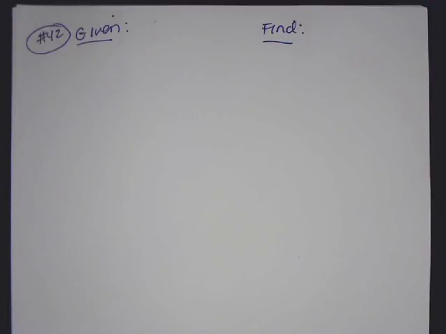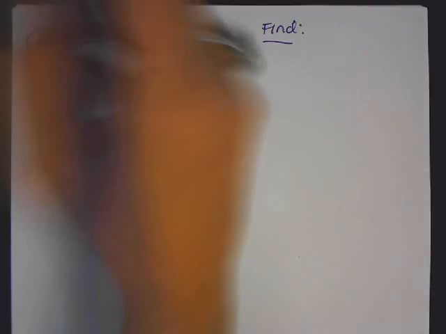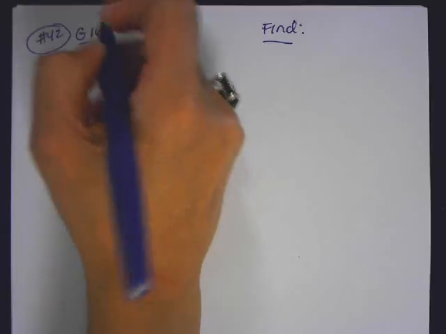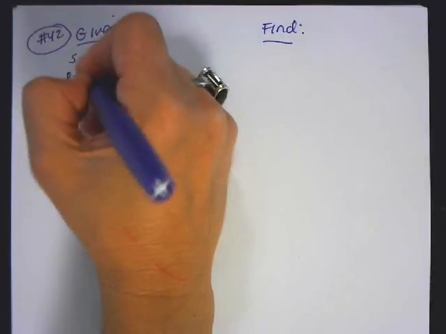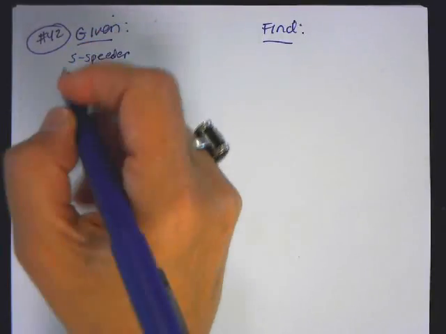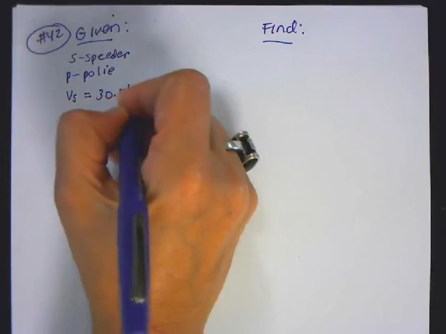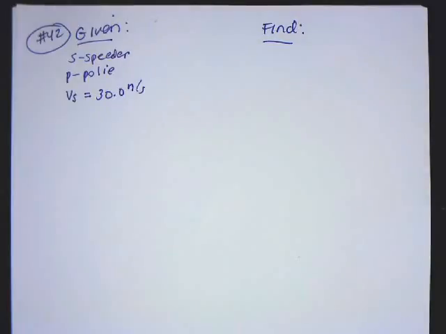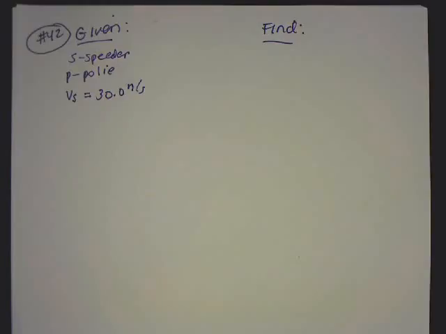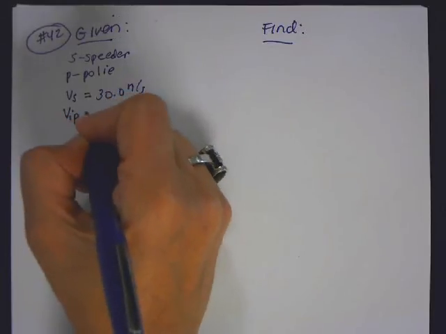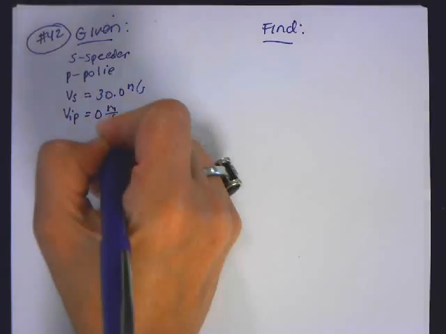So, first of all, I'm going to say S is going to be speeder, and I'm going to call P police. So it says the speeder is going 30 miles an hour. So you notice I put V sub S. S stands for speeder. And the police car is initially at rest. I'm going to say V sub I P, the initial velocity of the police car, is 0 because it says he's at rest.